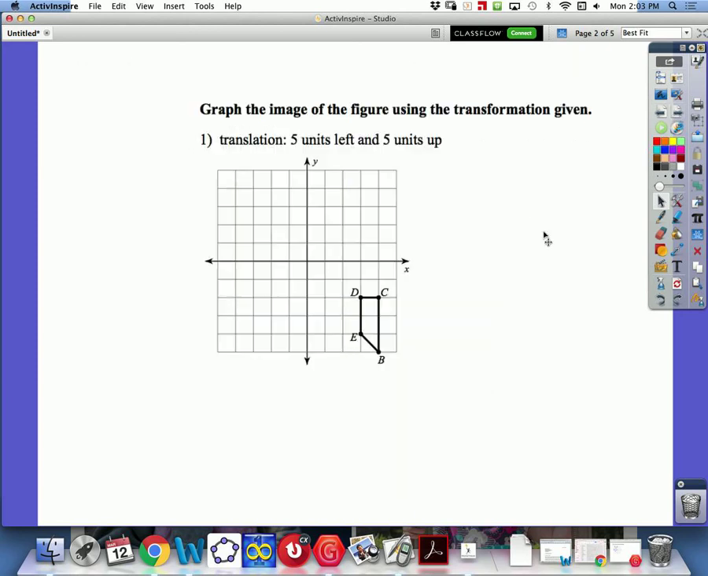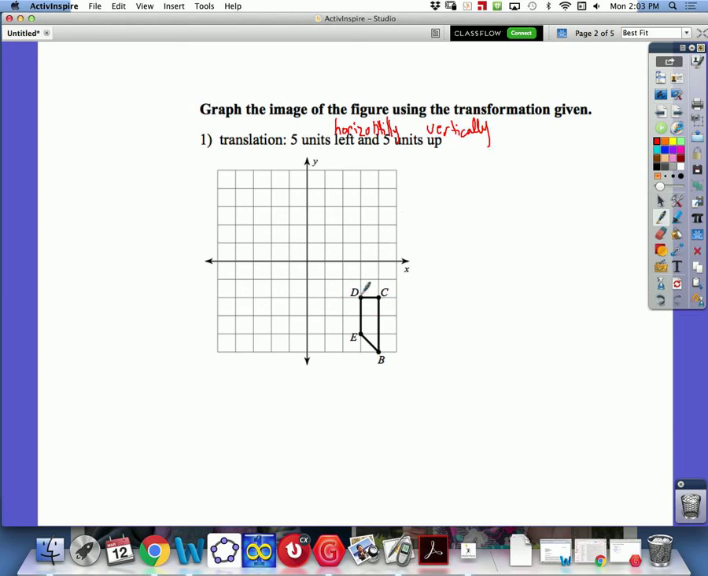So when we're translating, the most basic kind of translation, they're going to give us a rule in words. And your program, instead of saying left and right or up and down, they may say horizontally, if I can spell it, and vertically. So they may use those words, so keep that in mind. When we translate a shape, every single point here has to translate or move the same amount of units.